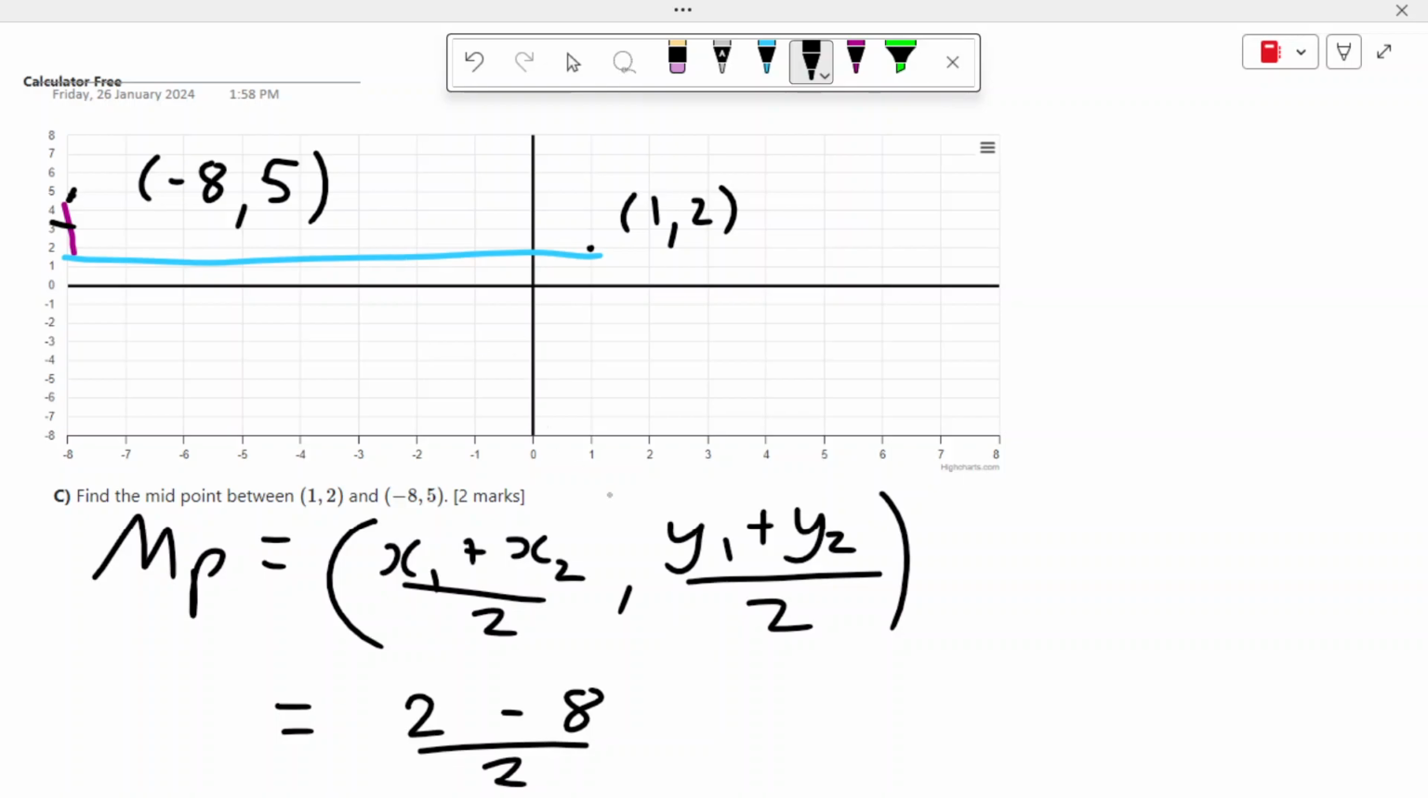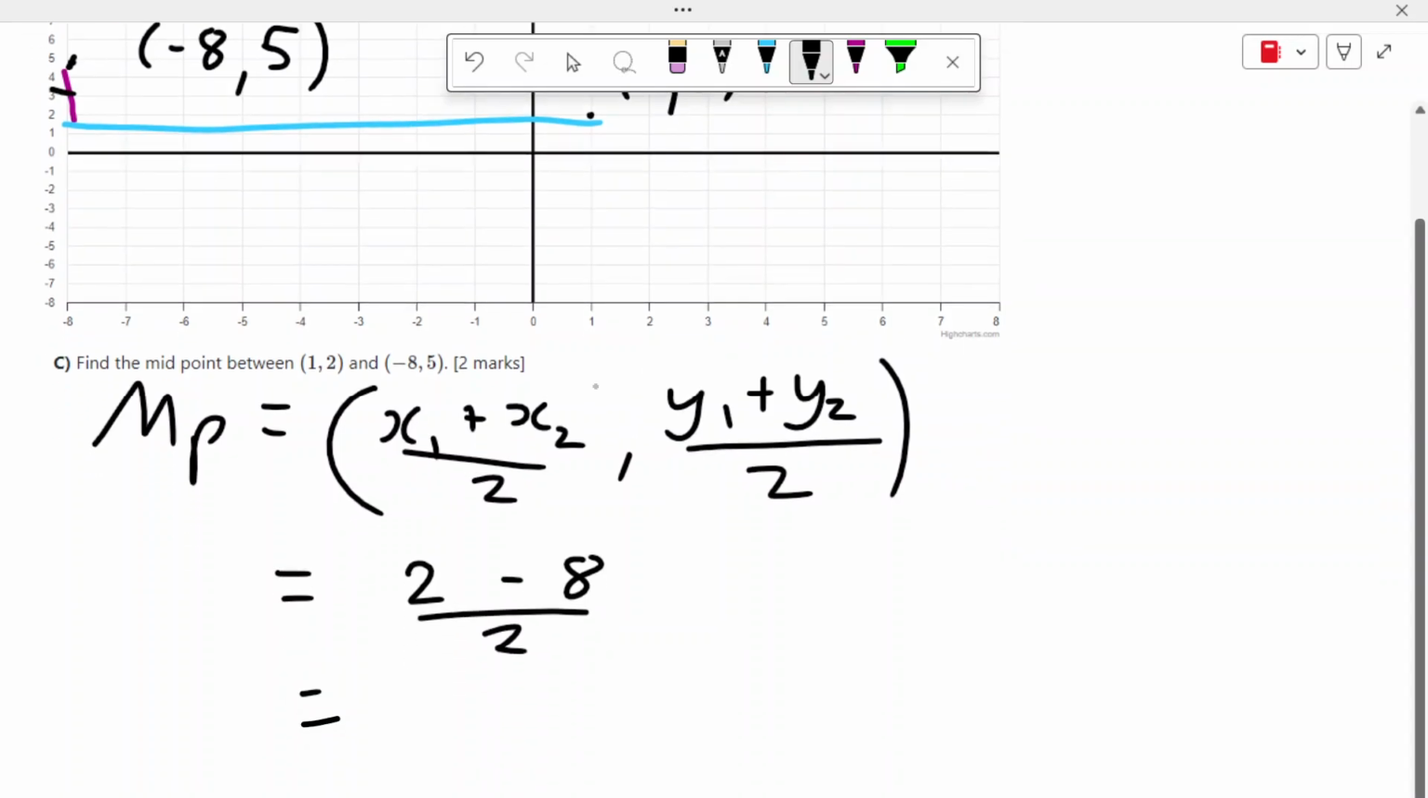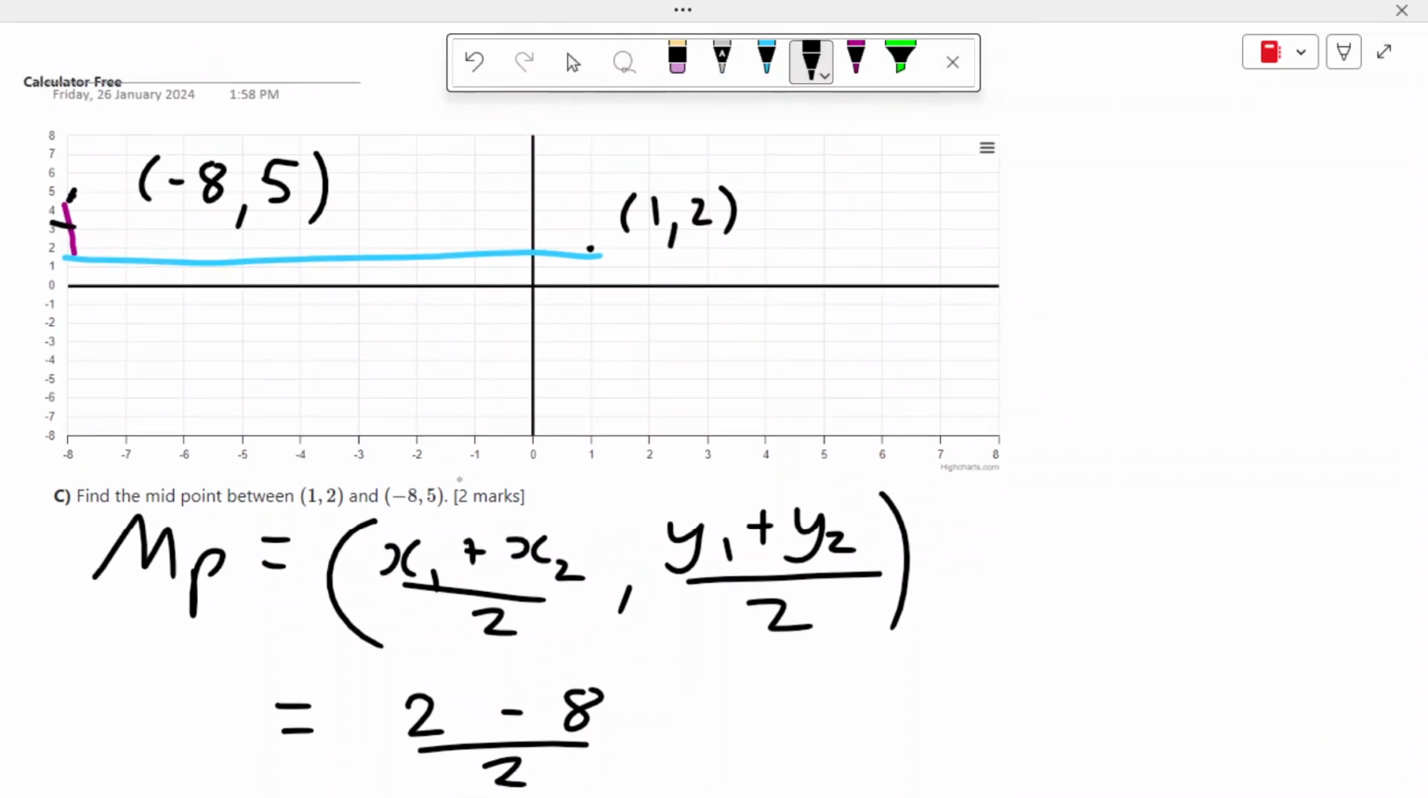minus 6 divided by 2, which is minus 3. So minus 6 divided by 2, and that is equal to minus 3. And we can see by looking at the equation, yeah, that looks about right. Somewhere here.